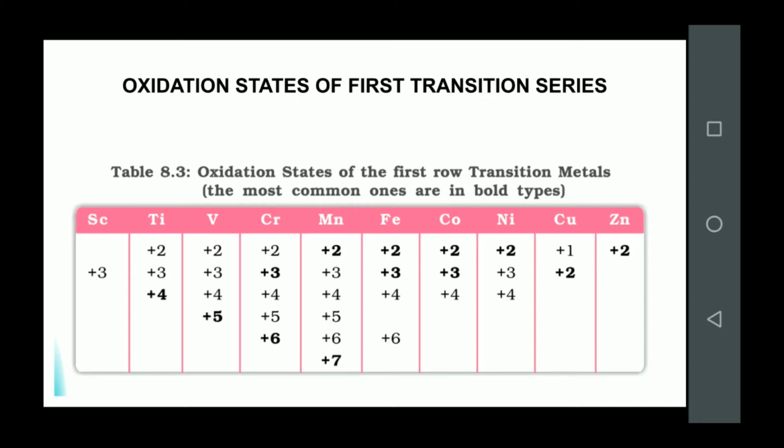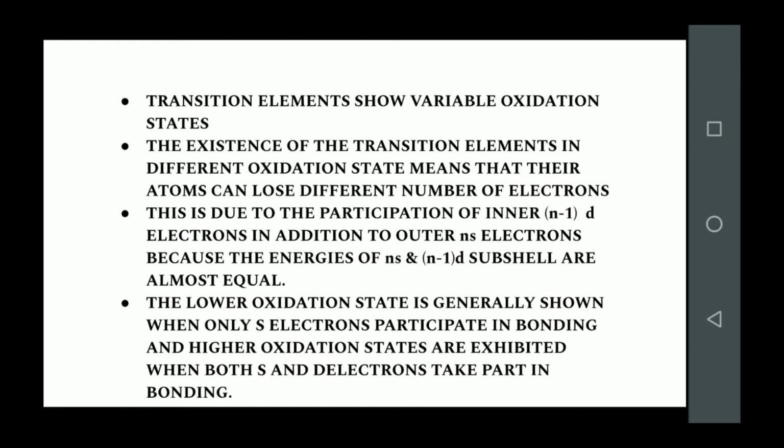It is not necessary that the electrons are always lost, that is, that these metals go only for ionic bonding. They can also go for covalent bonding. So these electrons which are lost or shared can belong to the s orbital as well as the d orbitals. Now here I have mentioned the reasons.